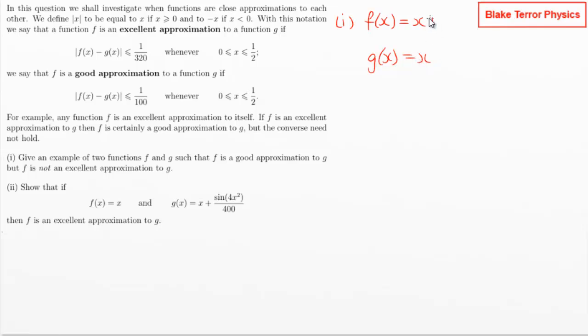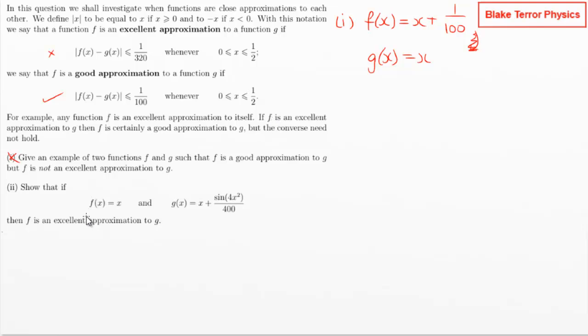And then if we just have that being 1 over 100, you could have any number between, in fact, you don't even need x in it. You could just leave the x out. But any number between 1 over 100 and 1 over 320 will do. So when we subtract g of x from f of x, we could even have the 1 over 100 down here on g of x because we're taking the modulus. We subtract those and we get 1 over 100, which satisfies good but not excellent, which is what we wanted.